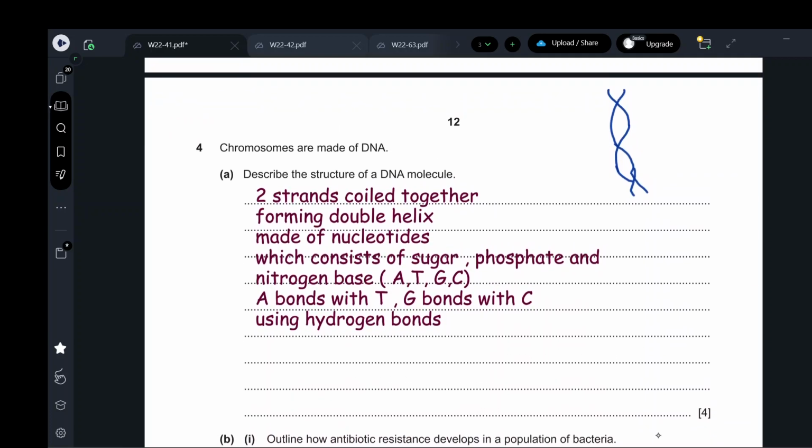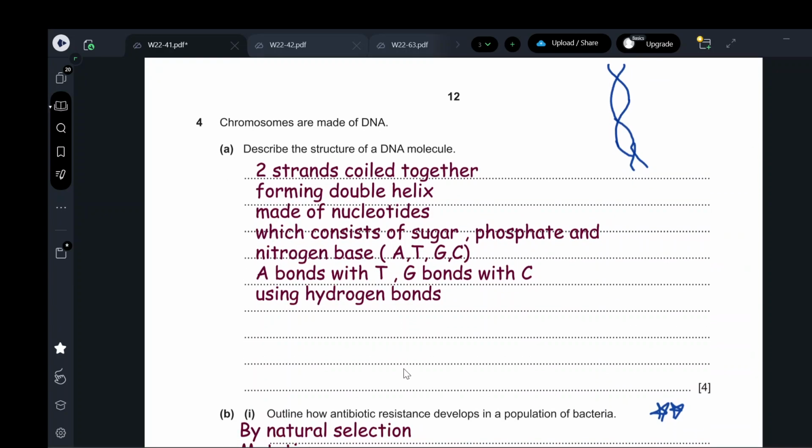Okay, that's a repeated question. Outline how antibiotic resistance developed in a population of bacteria. This question came multiple times. Every time he asks you how the bacteria became resistant, it is by natural selection. How did this happen?